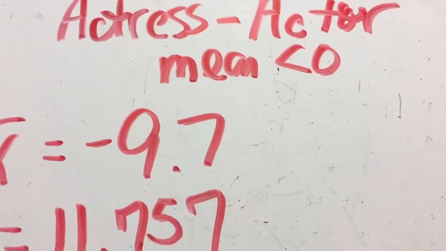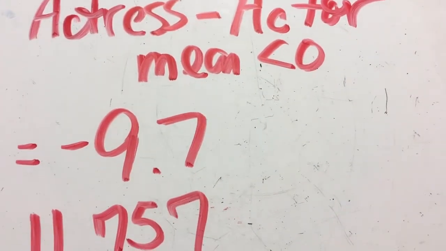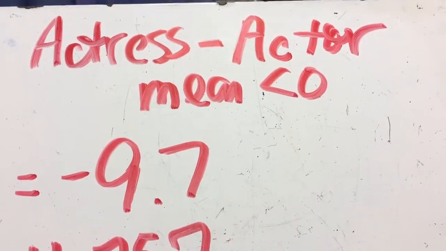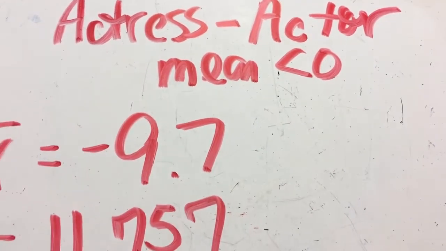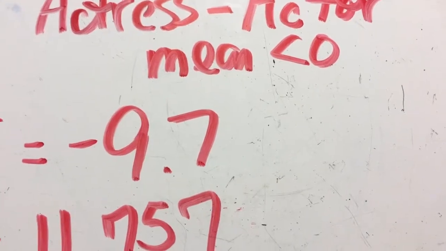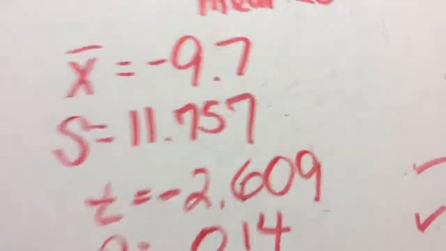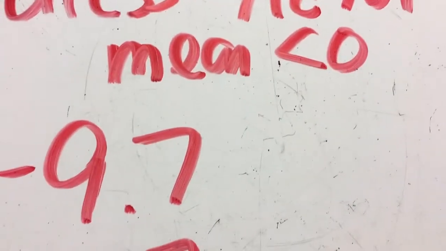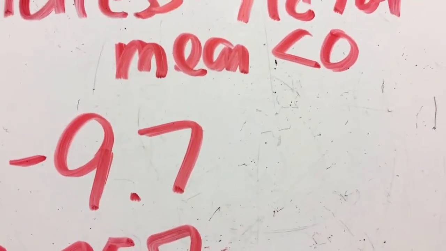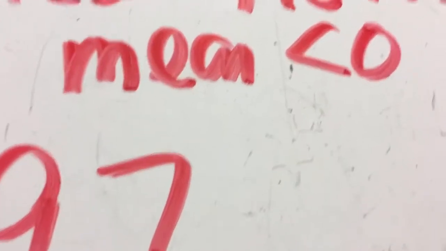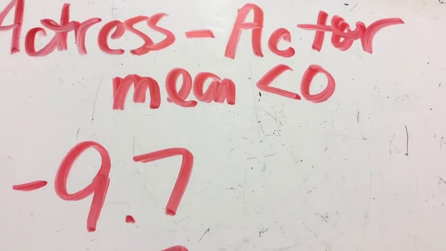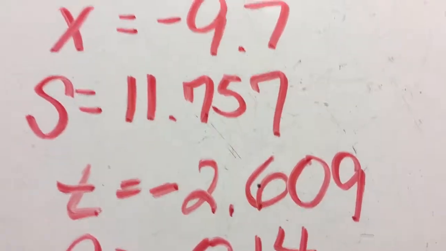Is the mean really less than 0? The mean for actresses is less than the mean for actors, or the difference in the two means is less than 0, is the question. And now this right here would be my H sub A. So greater than or equal to 0 would be my H sub O. So let's see what it says here.